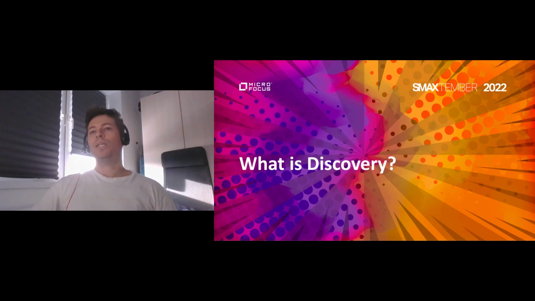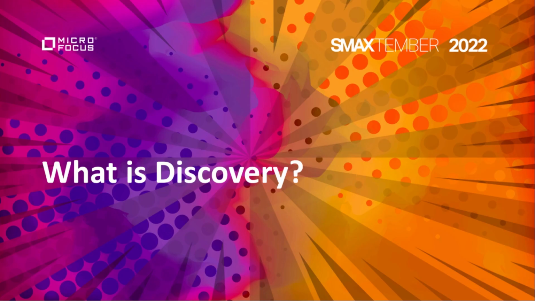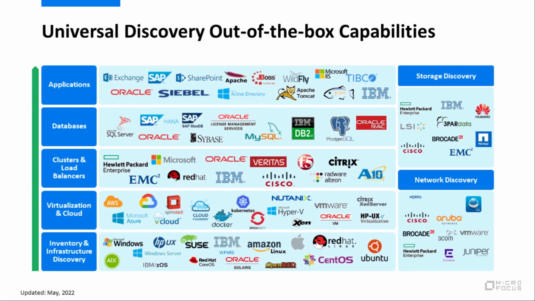Now, starting at the beginning, when we say discovery, what does discovery actually mean? Here we can see there are multiple things that we can discover currently, like inventory, virtualization and cloud, load balancers, databases, applications, and not least, storage discovery and network discovery. Overall, there's a bunch of items that can be discovered, and most of the time it's a highly complicated picture to understand, but we're going to go through this process and see how we can simplify.